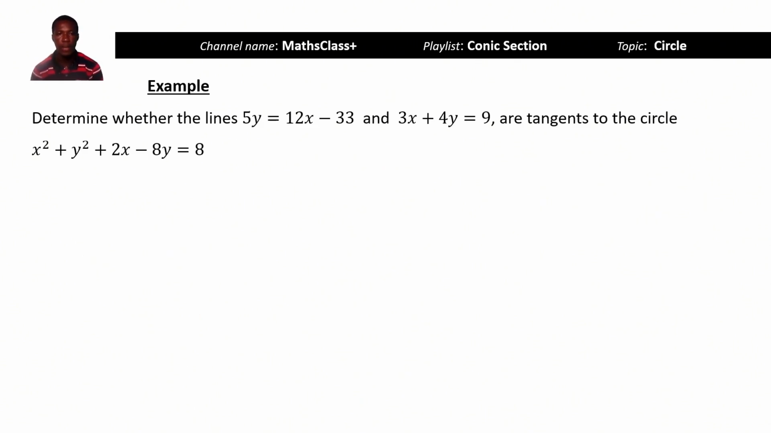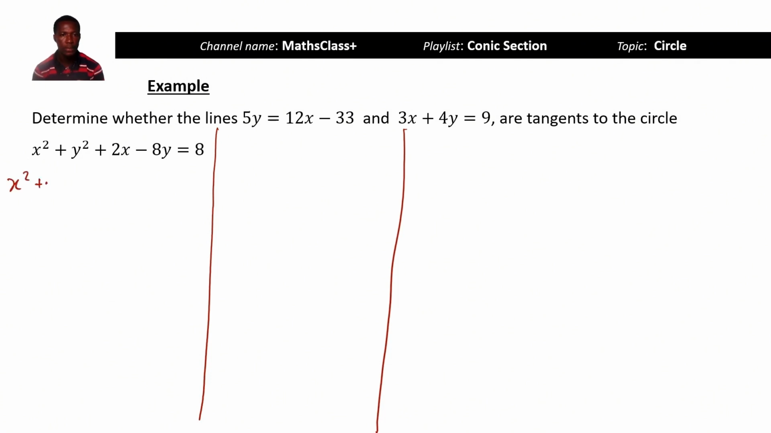Example: determine whether the lines 5y equal to 12x minus 33 and 3x plus 4y equal to 9 are tangents to the circle given. Okay, so this is how I will do it. My circle is this.